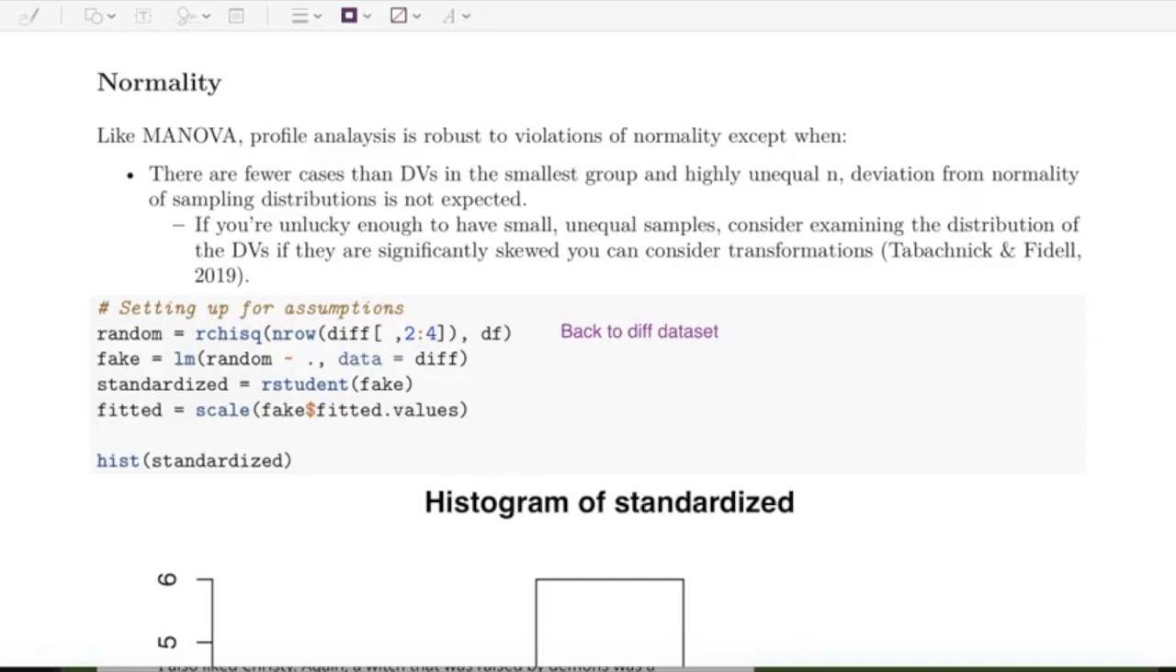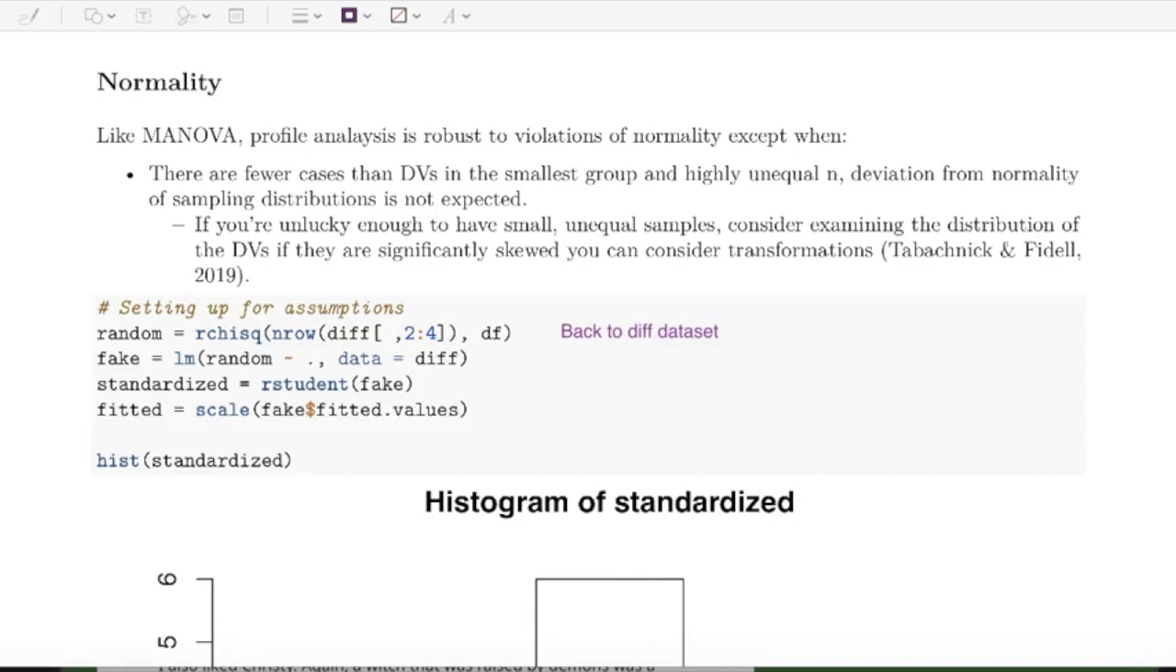Let's move on to normality. Like MANOVA, essentially we're doing a MANOVA, but we're just transforming our data into differences, and we're going to do the MANOVA on that. But like MANOVA, profile analysis is robust to violations of normality. The only situation where it won't be is when your sample size is smaller than however many dependent variables you have, or you have unequal ns in your groups. Then you might violate normality, and it's going to be really bad.